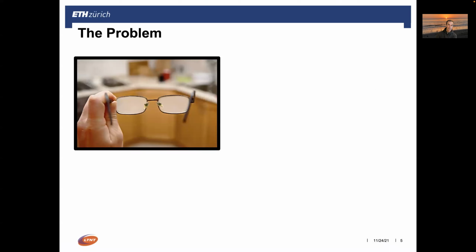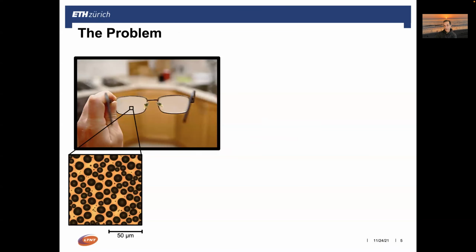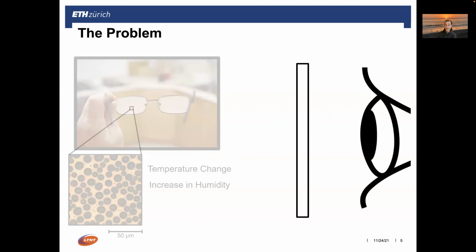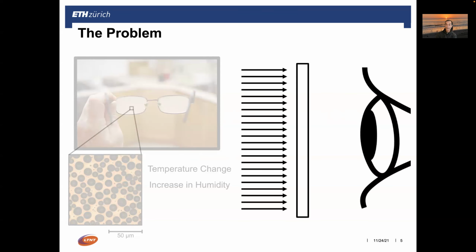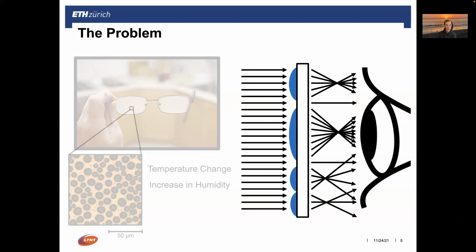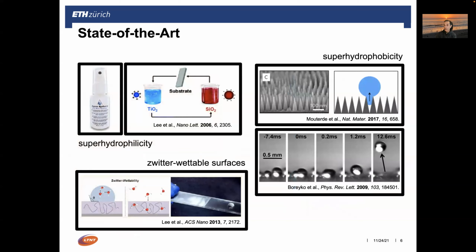Instead, I will go to the root of the problem of condensation on surfaces, in this case transparent surfaces, which is, of course, the deposition of water when it reaches a state above saturation due to temperature changes or increase in humidity, in terms of small droplets. Instead of allowing the light to go directly to our eyes, they cause scattering of light, which of course we feel in our brain as fogging. There are solutions to this problem with limited success.